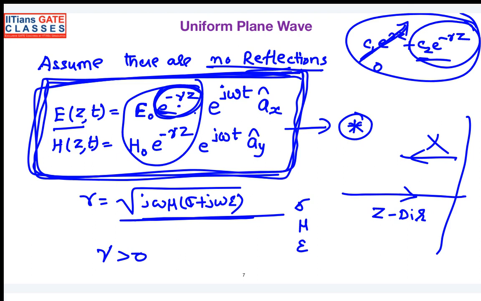Somebody is asking, can we say that the value of C2 is E naught? Yes, that's what I have written here. Whatever the constant C2 I have called, I was defining it as some initial amplitude, because when you put z equal to 0, you get some initial amplitude. So I was calling it E naught. Yes, the constant C2 can be considered as E naught. So now you understood the concept of uniform plane wave, right? Any questions? I will give some examples.